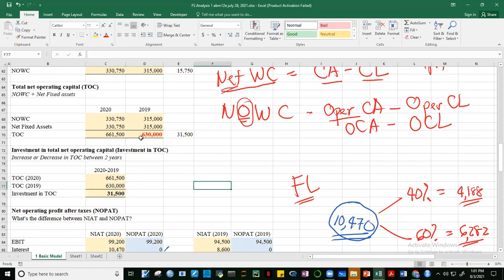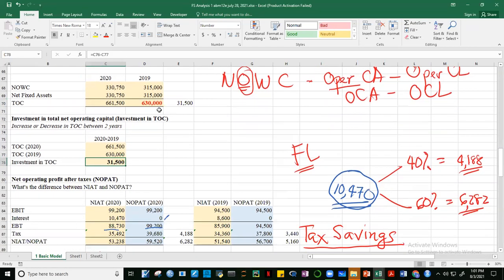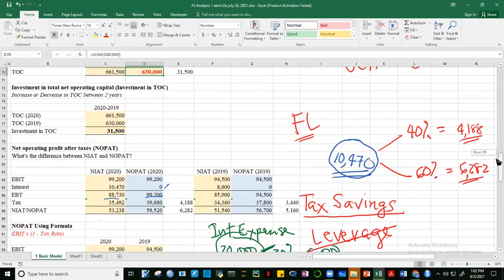Okay? So take note, guys, ang operating capital provided by investors, 630 at the beginning of the year, naging 661 at the end of the year, which means that there was an additional 31,500. So kailangan natin to later on, gagamitin natin to para ma-assess natin, okay ba yung performance ng company? Okay, we'll be needing this, yung operating capital na binigay sa kanila.